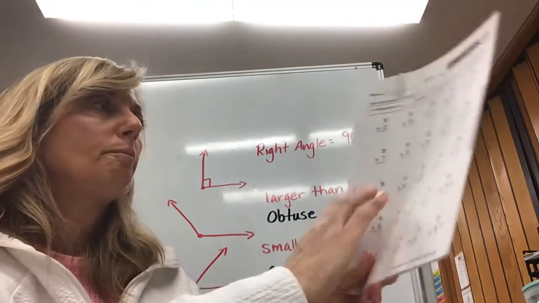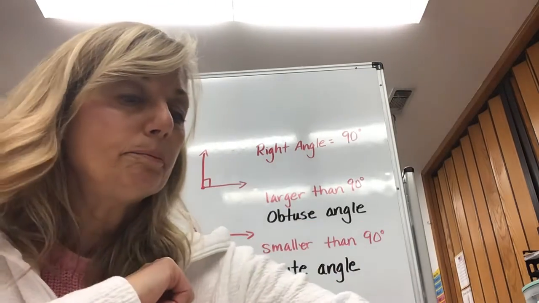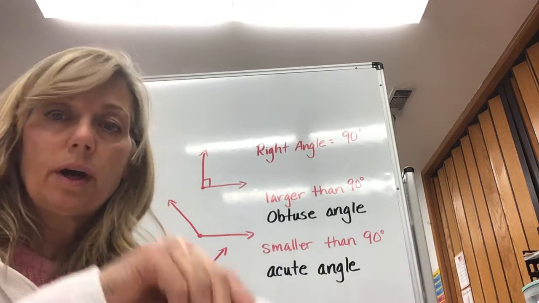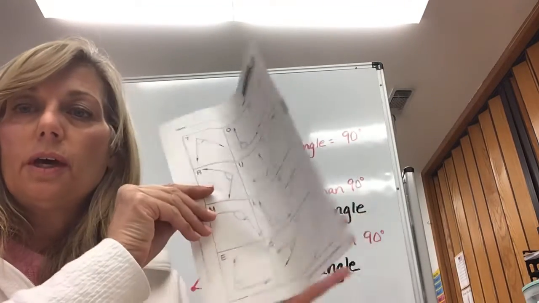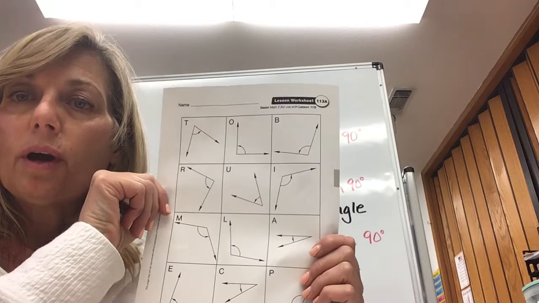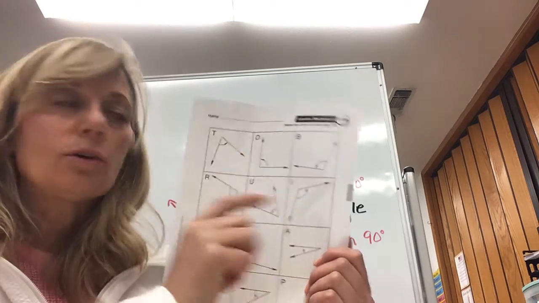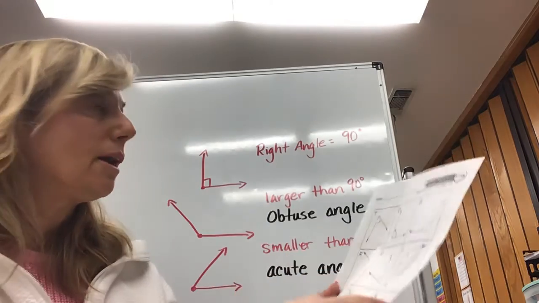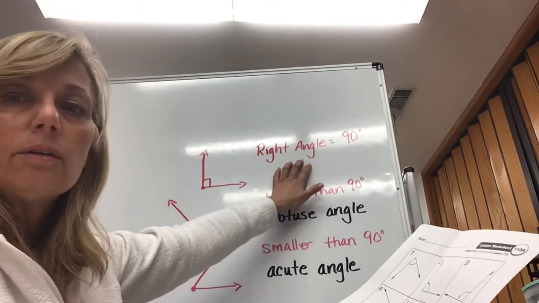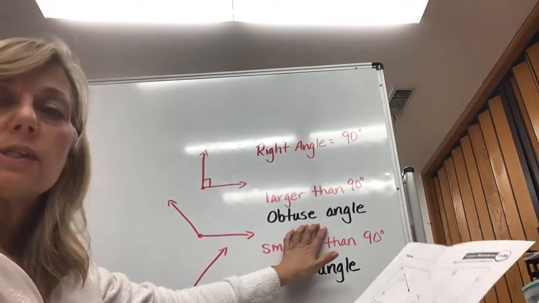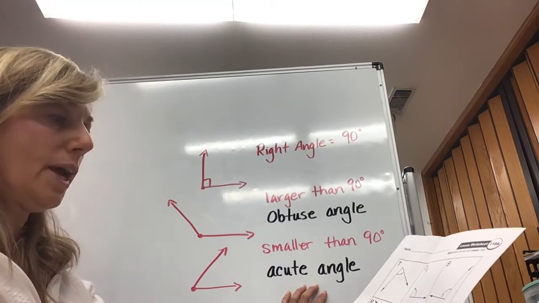So I'll have you put that away. Notice on the board, today you're dealing with angles. So you're going to be filling out some paperwork. And they're just asking you, are these angles a right angle? Are they an obtuse angle? Or are they an acute angle?